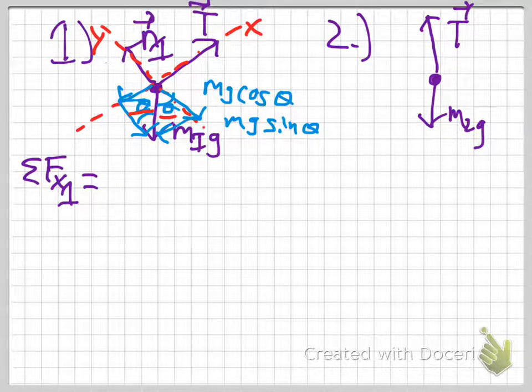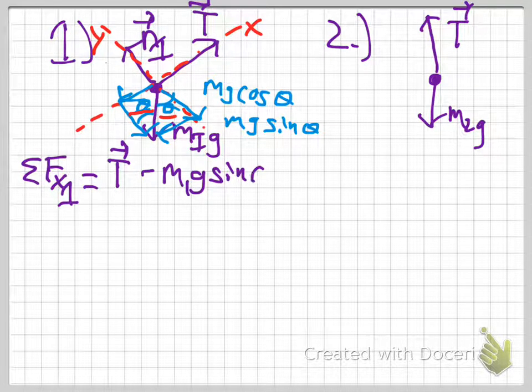So to the right, in the positive direction, I have tension. In the negative direction, I have the x component of my weight force, so this m1 g sine theta, where the angle is 40 degrees. And it's going to be accelerating. I just don't know what direction right now.